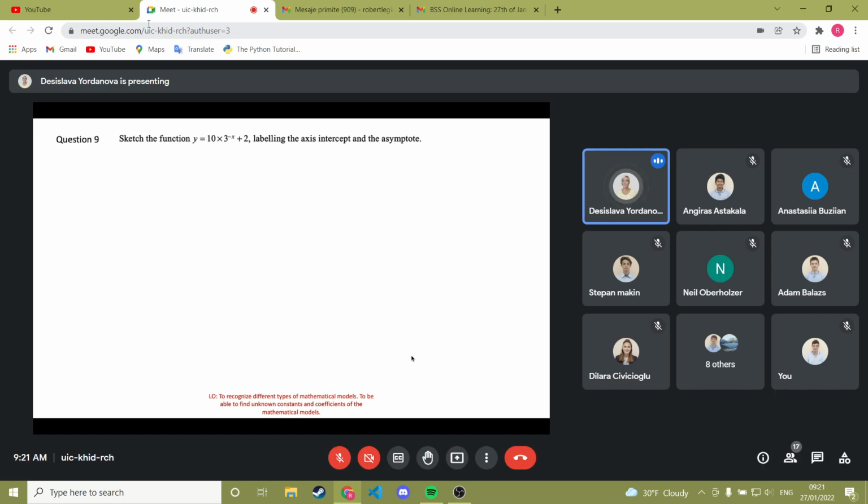What is the asymptote here? 2. If you answer just 2 on an exam, you will have only one. I mean, y is equal to 2, because it needs to be the equation of a line. So the asymptote is y equals 2. And what's the axis-intercept? Y-axis, of course. It's 12. It is 10 plus 2, that is 12. So you should have a graph like that.